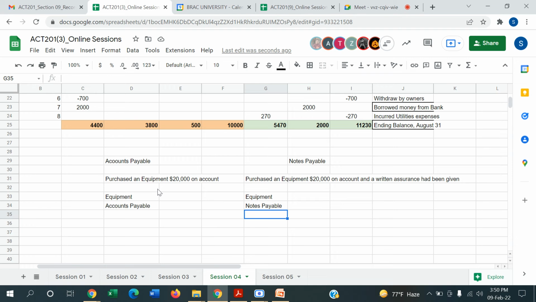Sometimes it's also known as bills payable. Is it related with the bank? It can be related with the bank, or it can be related with any other party.